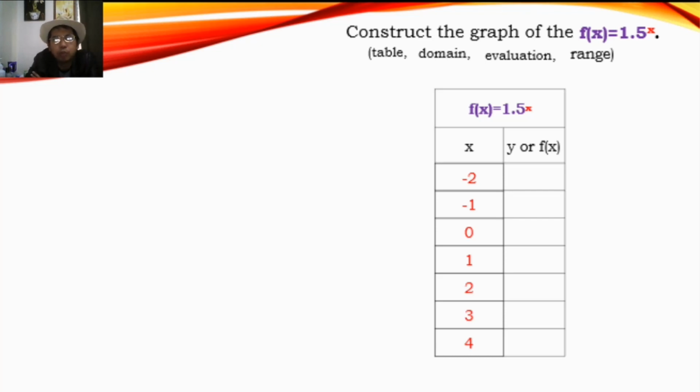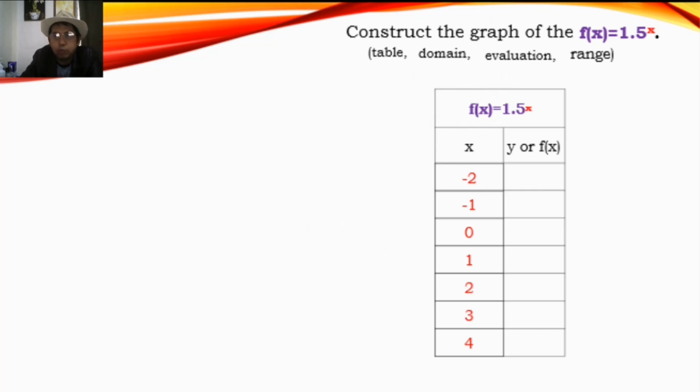Now we will be evaluating the function. But before we evaluate, take notice of our function f of x is equal to 1.5 raised to x. After this, I will give a similar function, but with a negative exponent. Try to compare the two kinds of functions I will be illustrating.